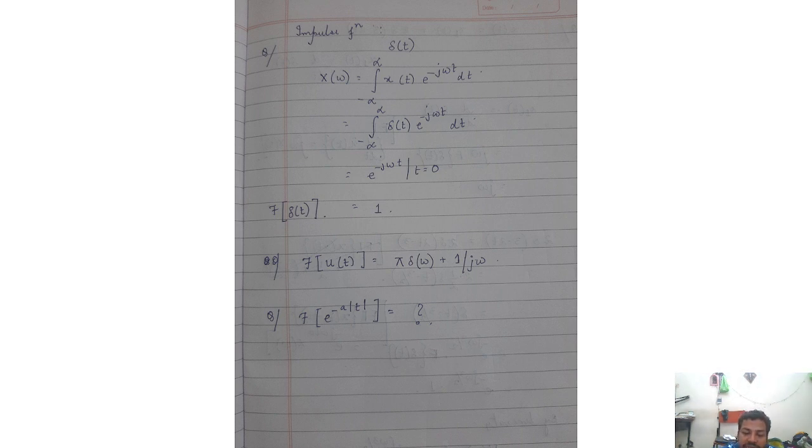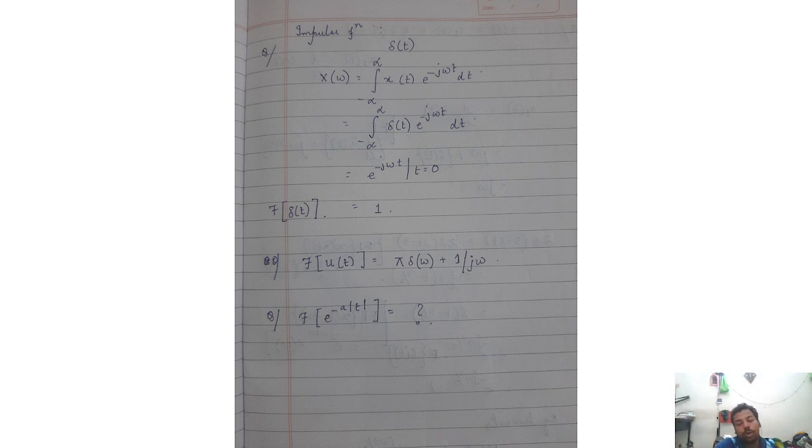We know that the Fourier transform of a unit step, you can even try it out, is equal to pi del of omega plus 1 by j omega. I'd like you to try this on your own. Tell me if you have any problem.